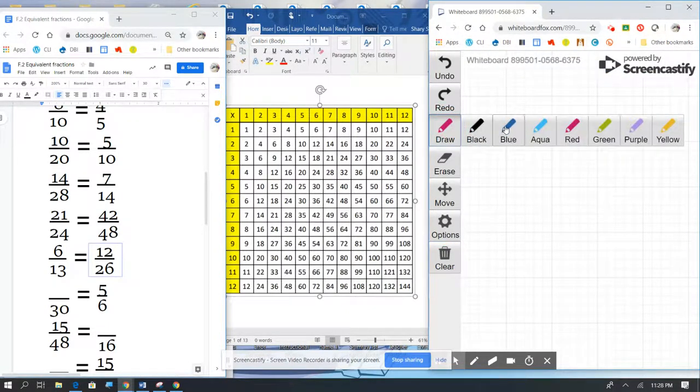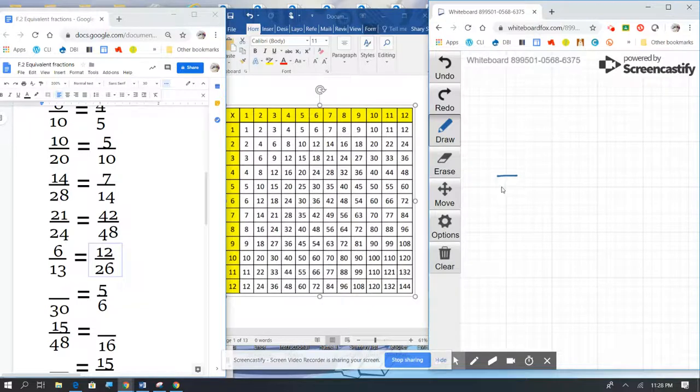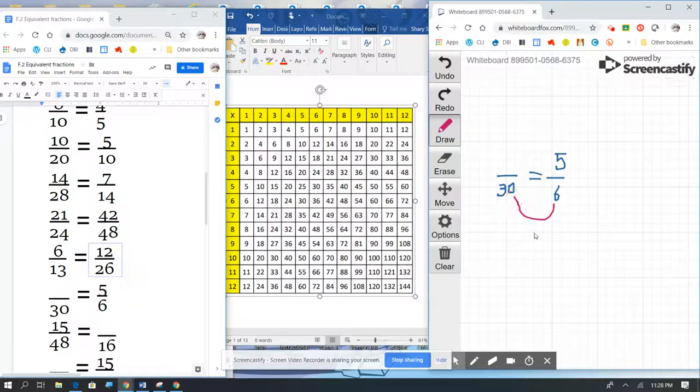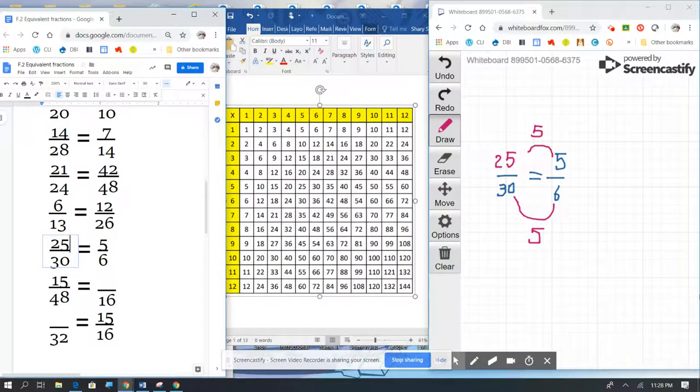So next one, something over 30 equals 5 over 6. 5 times 6 is 30. So 5 times 5. Remember we are doing the factor, so it had to be some factor, right? So 5 times 5 is 25. So we put 25 here. Okay, next one.